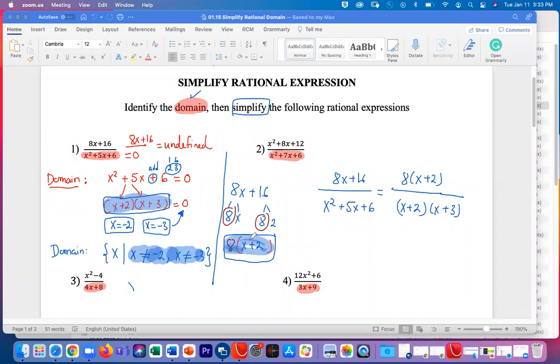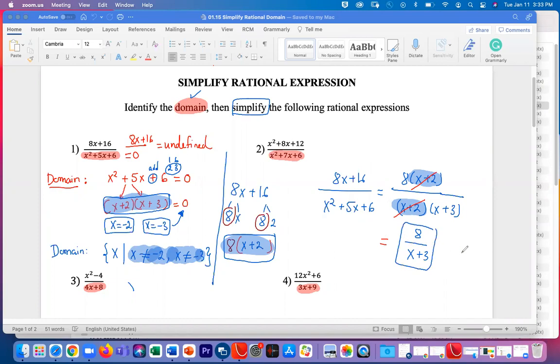So if you take a quick look over here, do they have anything in common from the top and the bottom? Did you see anything look alike? Yes, I do, and you do too. This is x plus 2. I see it here, and I also see it here. Because they are the same, you can just simply cross them out. Bye-bye. Adios. So now what we're gonna have left is just simply a over x plus 3.